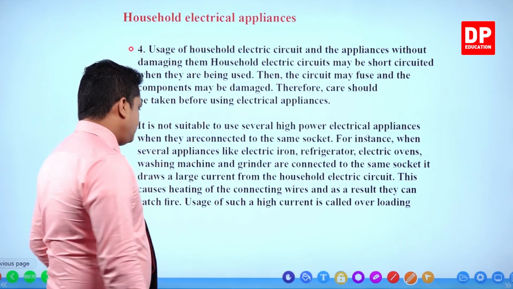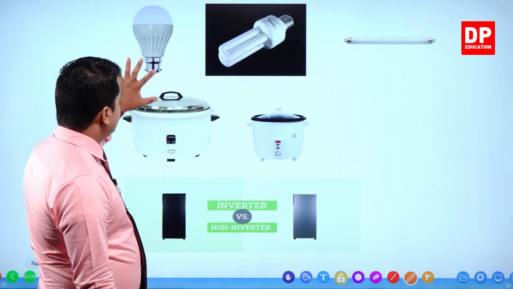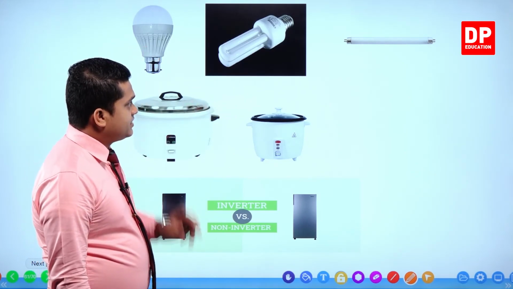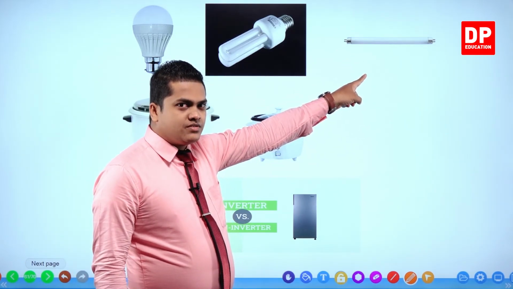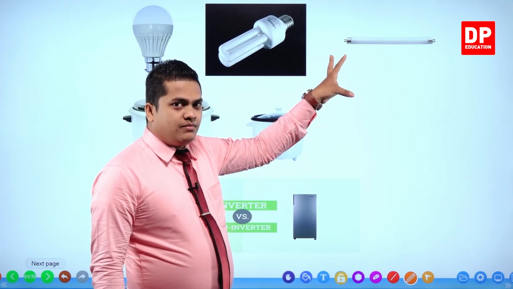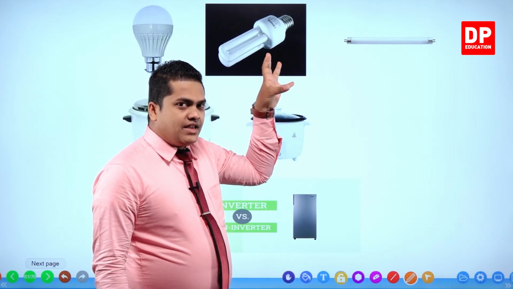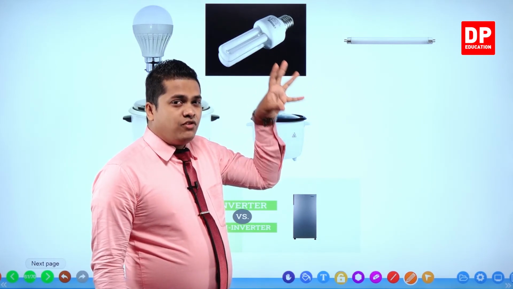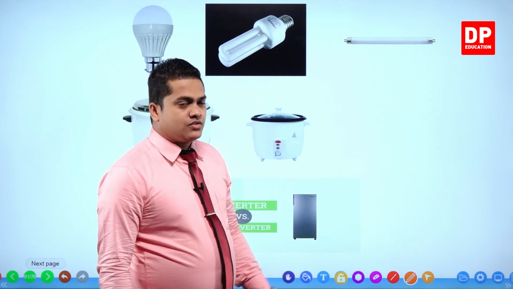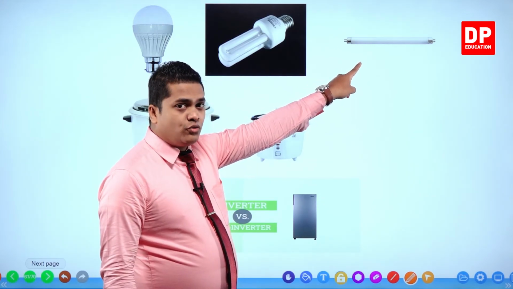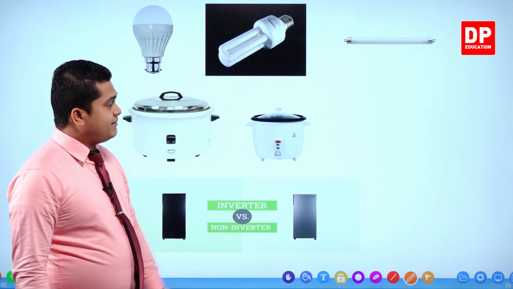Right then. So on the next page, you are given several types of bulbs. This is called the LED bulb. This is the CFL bulb, and over there, this is called the tube bulb. Tube bulb is actually the normal name that we give, right? The scientific name is the fluorescent tube. So the tube bulb or fluorescent tube, the CFL bulbs, and the LED bulbs.